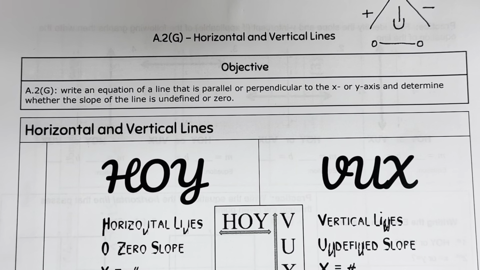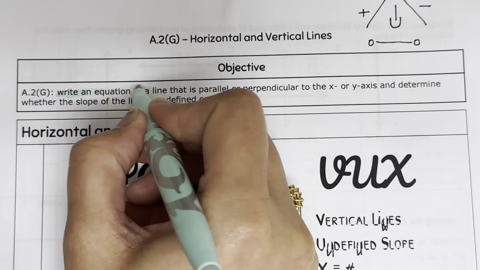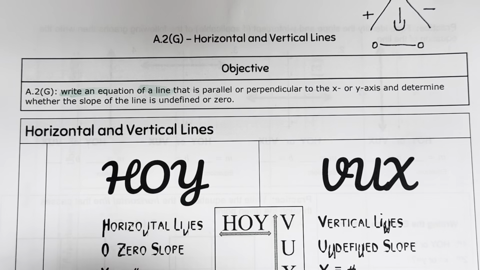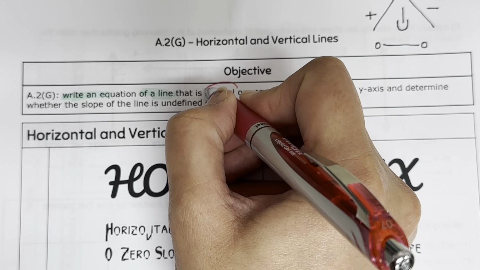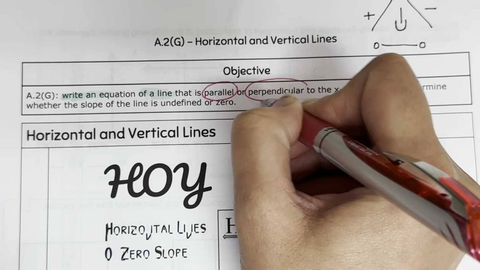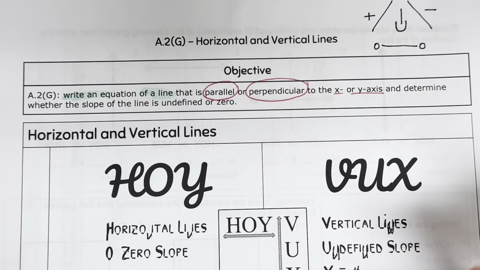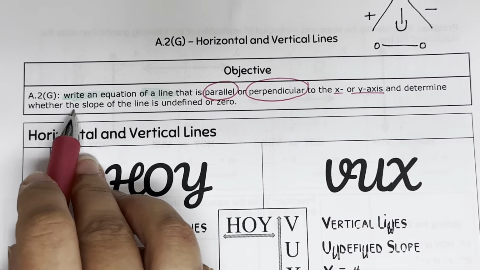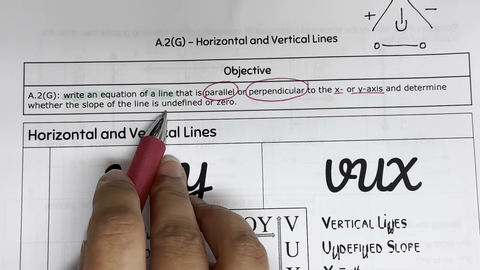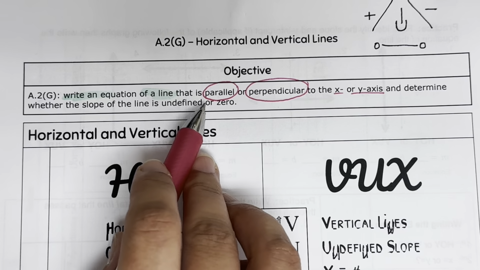Today you are learning how to write an equation of a line. So we are still writing linear equations, the equation of a line that is parallel or perpendicular to the x and y axis. So it is either parallel or perpendicular to the x or y axis. Determine the slope of that line, which is either undefined or 0.